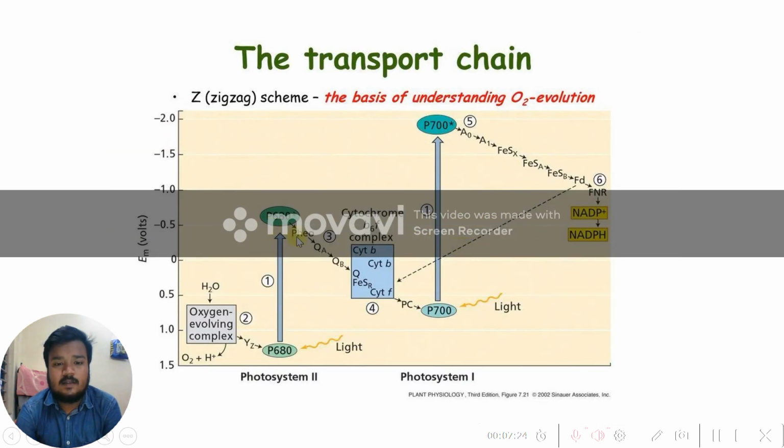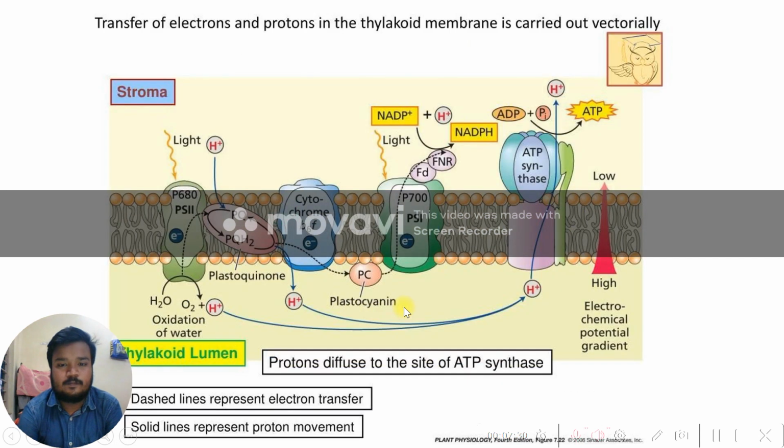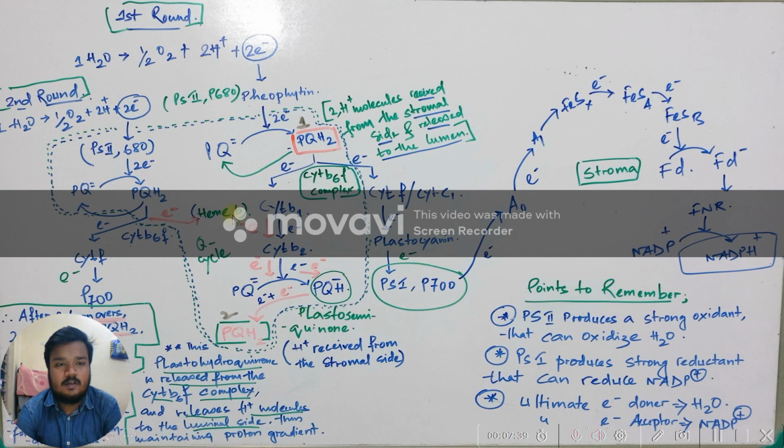Now this is the schematic diagram of the Z-scheme pathway. We can see the transfer of electron procedures. Now this is the visual representation of these two photosystems in the cell. Now this is the schematic of the non-cyclic photophosphorylation in photosynthesis.